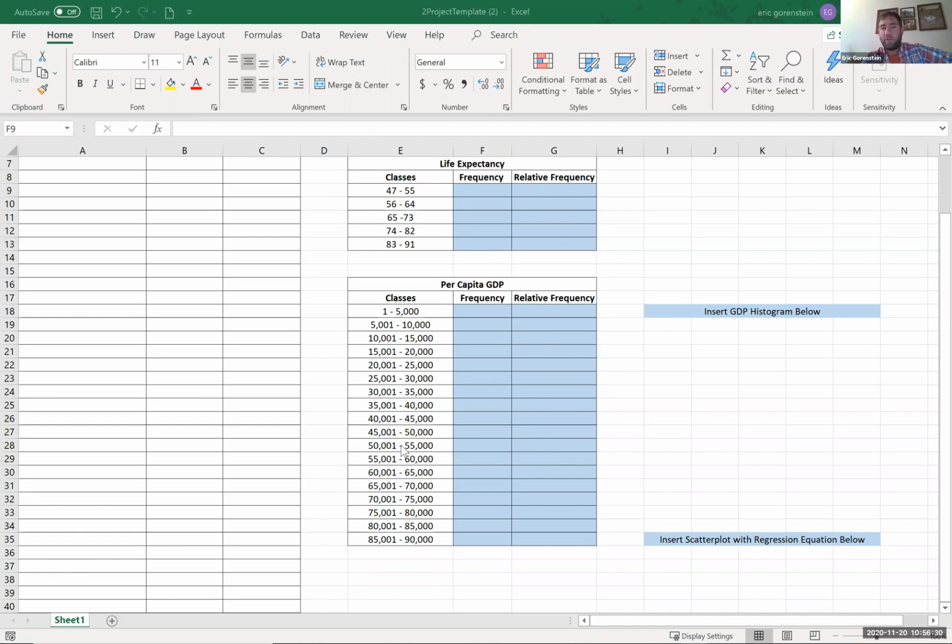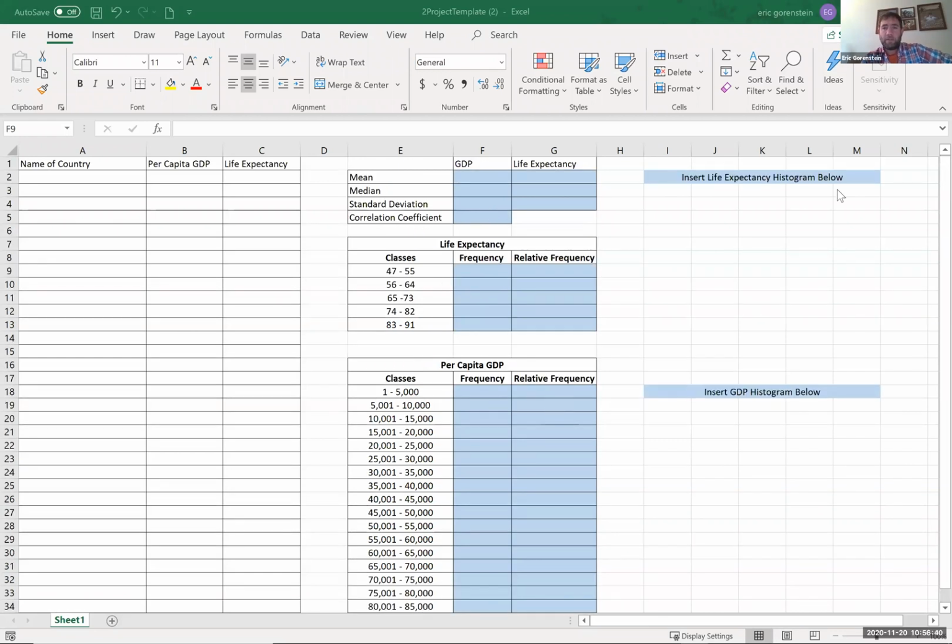I've set up the frequency distribution for you. All you have to do is count. All you need to do is count the frequencies. Once you have that, you'll generate a histogram. Again, that's just select and insert.